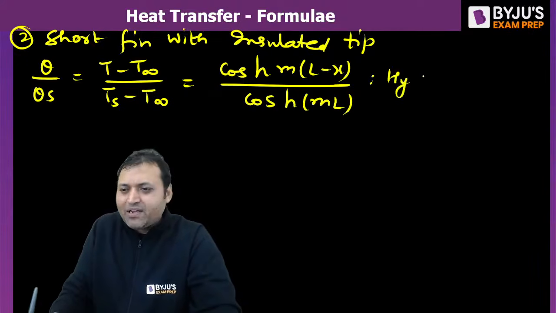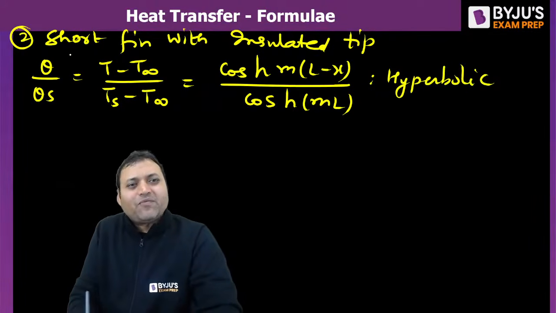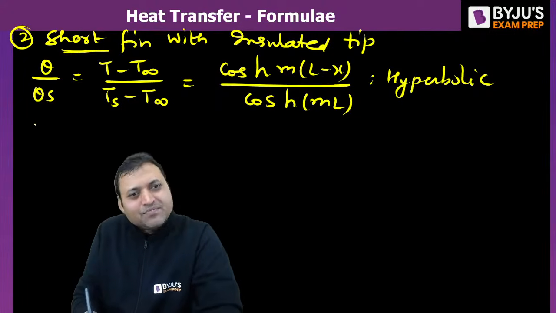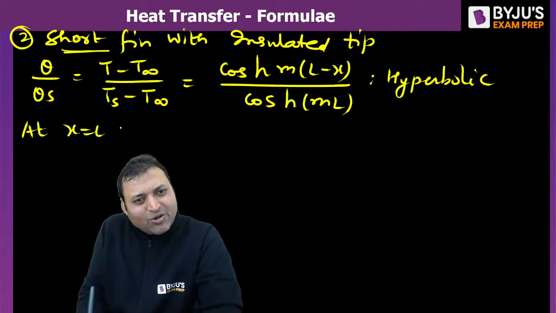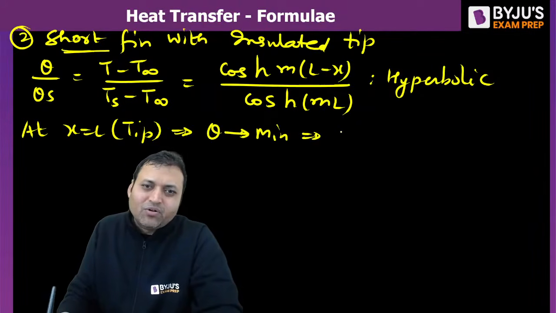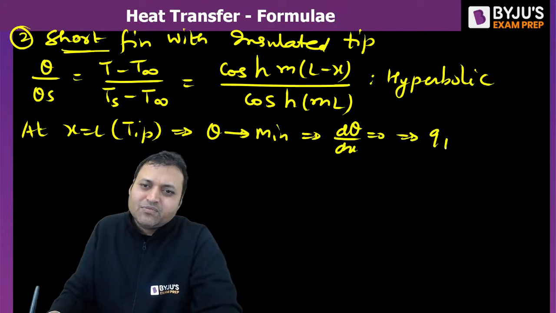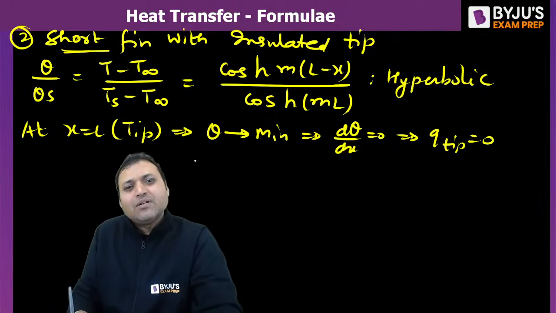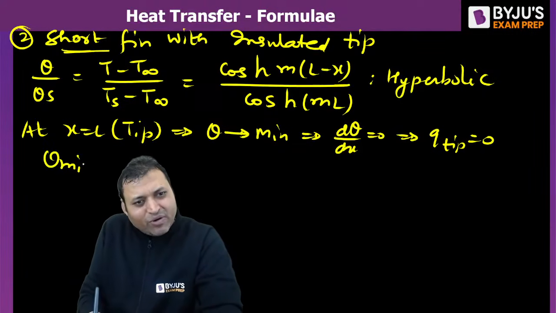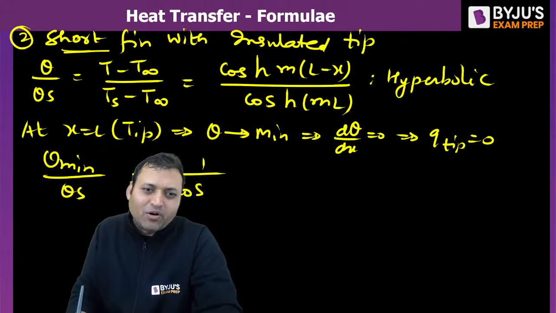The nature of the temperature profile will be hyperbolic, and at x equal to L, at the tip, theta will be minimum. So d theta by dx will be 0, or we can say Q at the tip will be equal to 0. So theta minimum can be calculated: theta minimum upon theta s is equal to 1 upon cosh of mL.